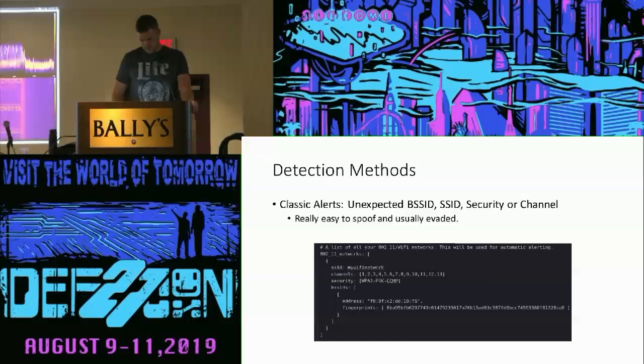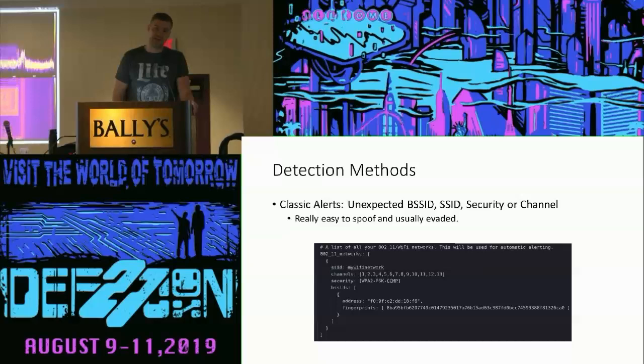Split this up. So, going through the detection methods that it has out of the box, these are really classic alerts, right? There's an unexpected MAC address that's serving our network. It's serving it with an unexpected security setting, serving it on an unexpected channel, or there is an access point that is serving an unexpected SSID.